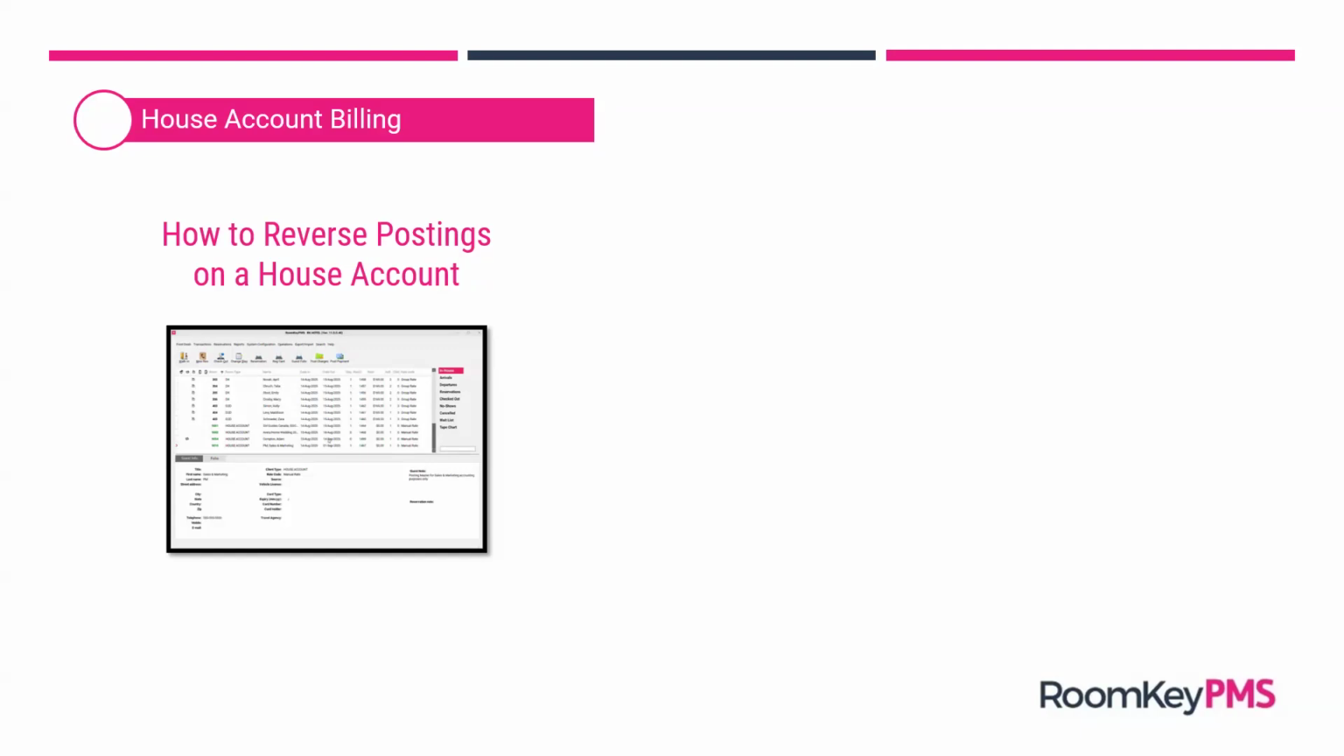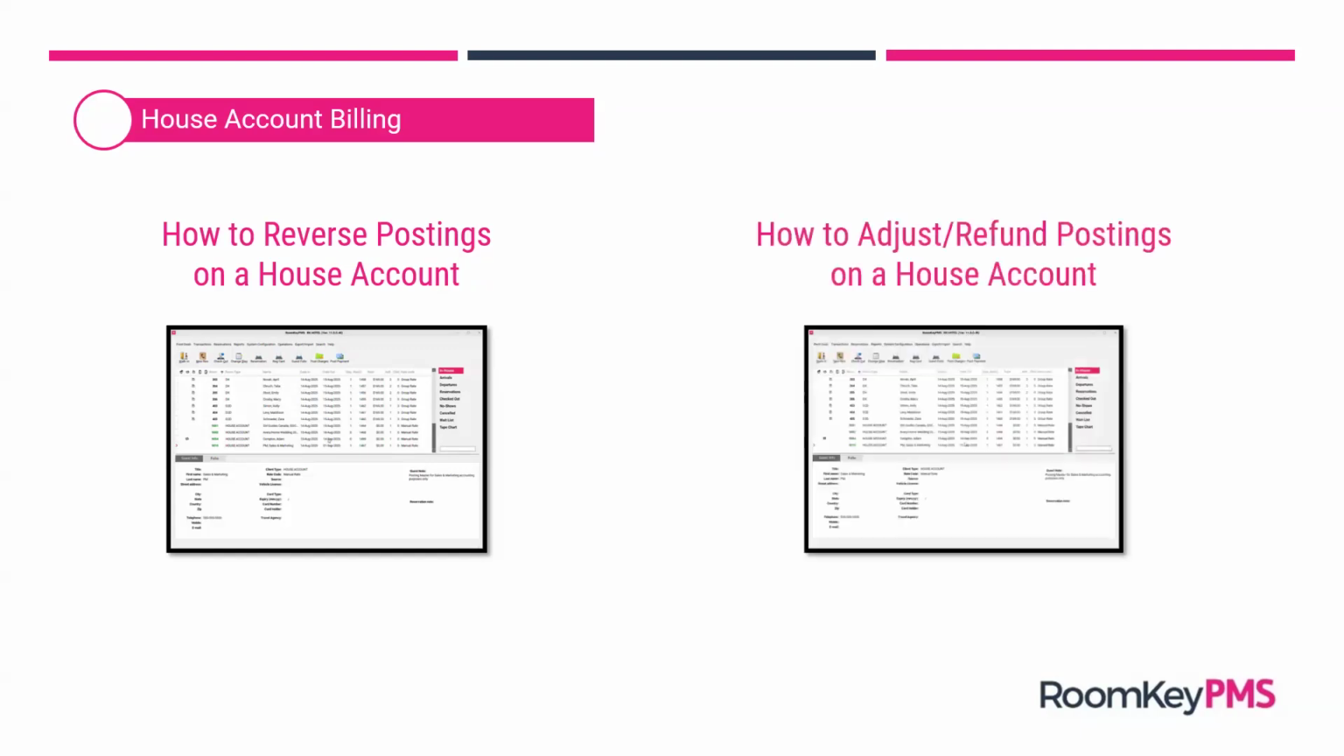It doesn't clutter it up with a bunch of additional postings. If it was in fact an error or a mistake, you can just use the reverse and it will remove that line item from the folio and allow you to repost the correct amount or the correct charge. Now, similar to reverse, if you do want to show those corrections, I'm going to recommend that you use the adjust/refund tool in order to edit that information.